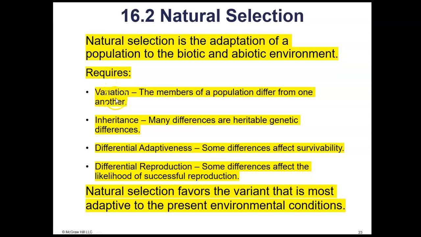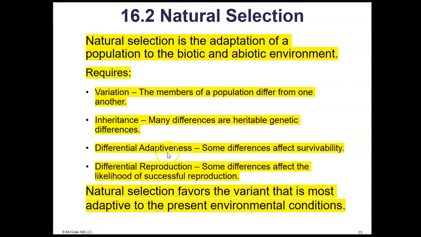It requires variation. You cannot have natural selection if you don't have variation, because if you don't have some other trait to select, nature can't select another trait if there's not another trait, if that makes sense. So you have to have differences. You have to have mutations, which cause variations in the members of the population. Then inheritance. Many differences are heritable genetic differences.